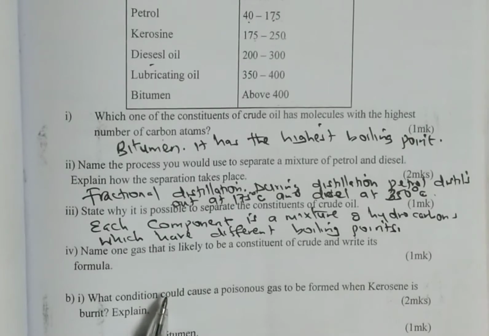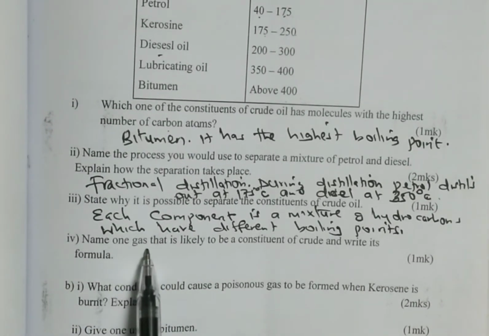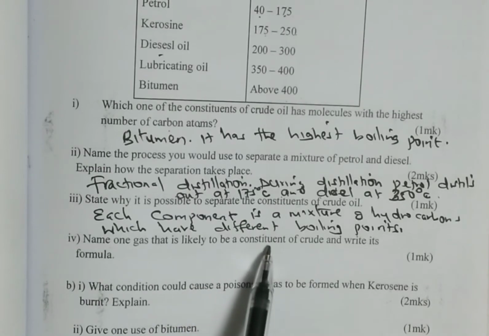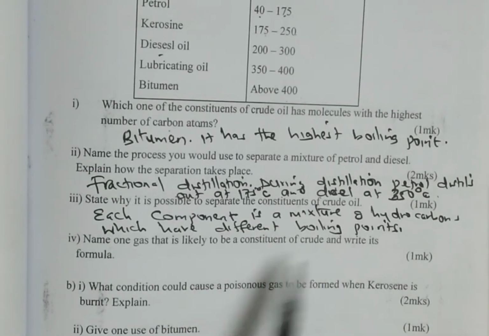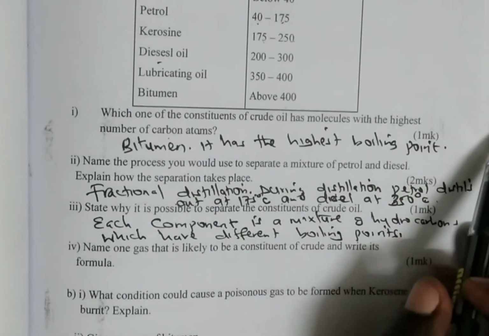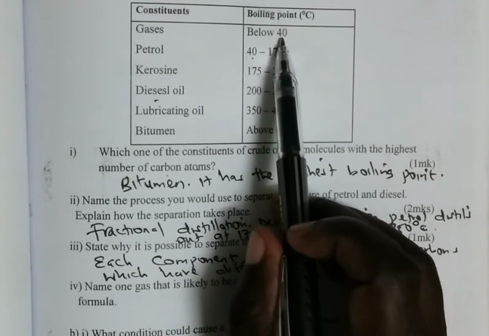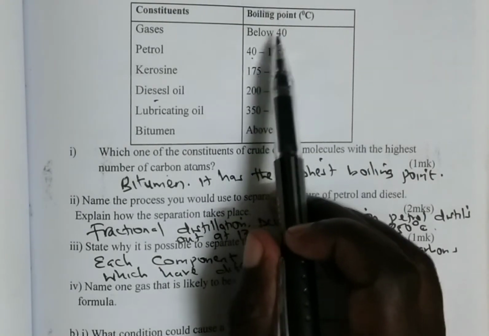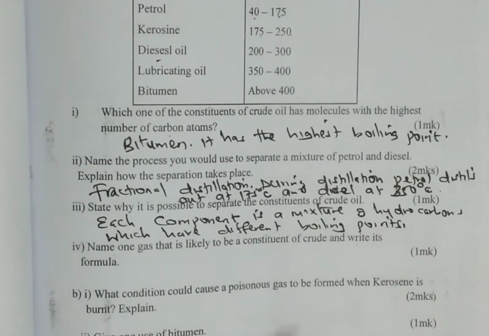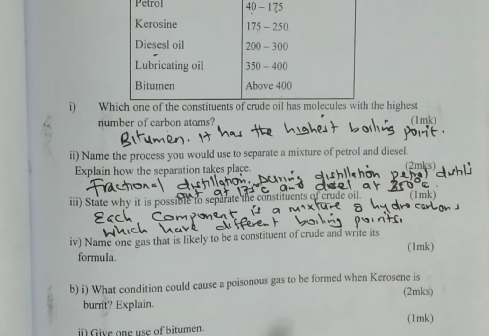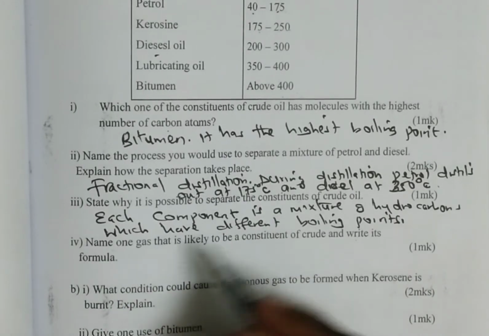Roman 4. Name one gas that is likely to be a constituent of crude oil and write its formula. Remember, we have already seen that those constituents whose boiling point is below 40 degrees Celsius exist as gases, and the first 4 hydrocarbons exist as gases, and therefore you can give any.